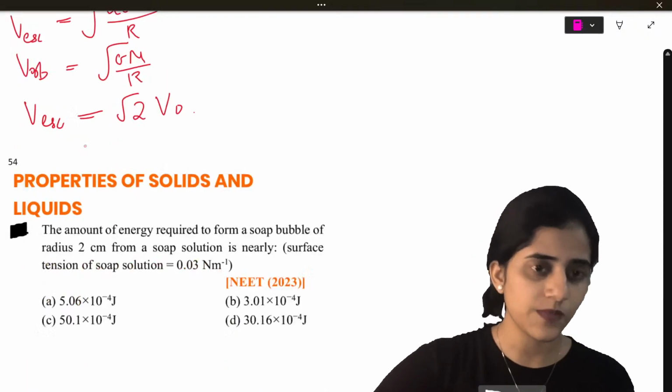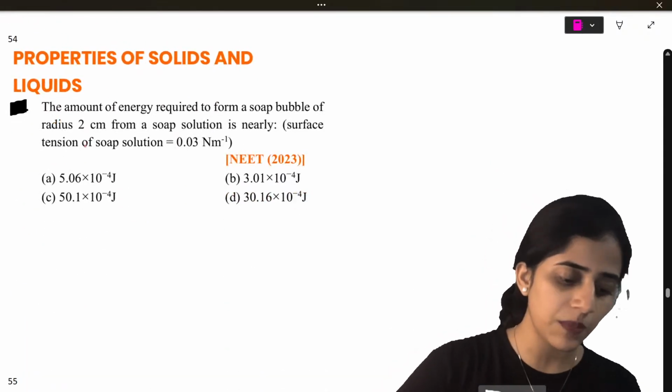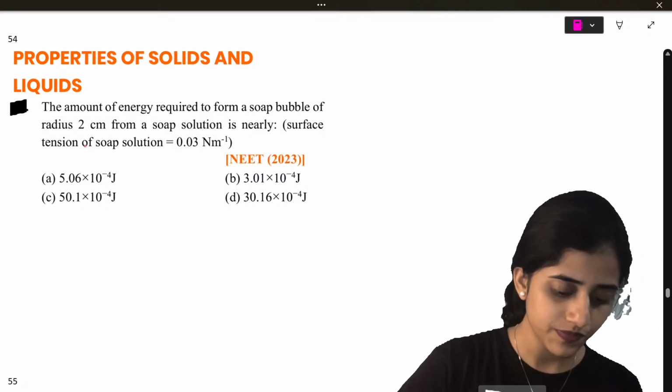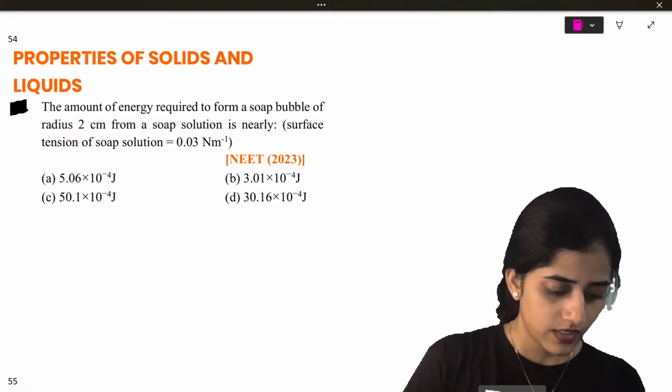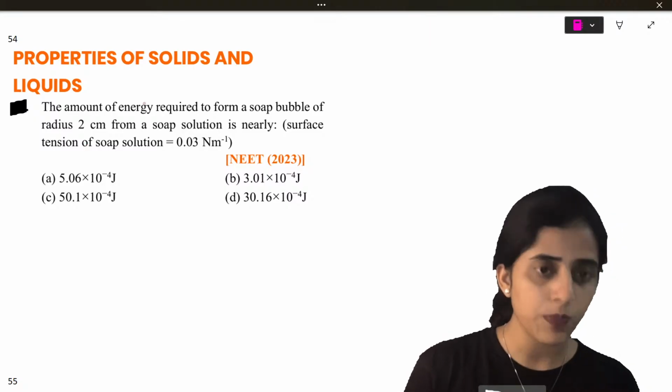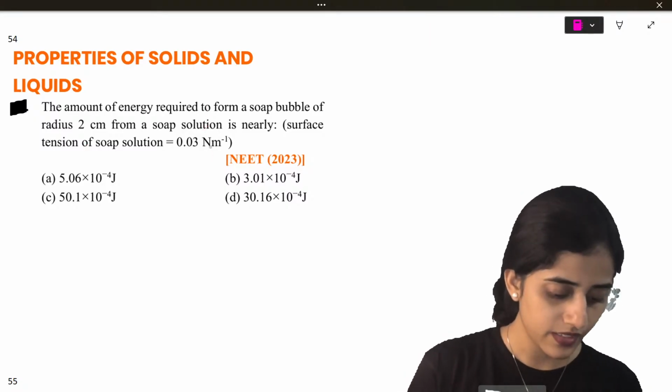Very easy questions. Now we'll start with the next chapter, which is properties of liquids and solids.